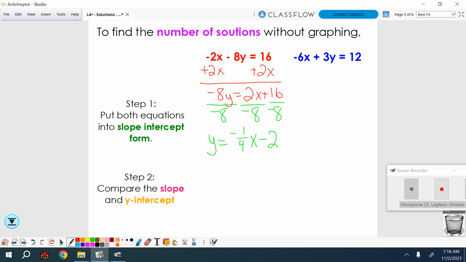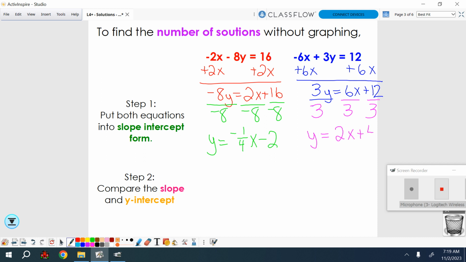We're going to do the same thing to the other equation. We're going to put it in slope-intercept form. So we're going to move the x, add 6x to both sides. We get 3y equals 6x plus 12. Divide both sides by 3. Divide everything by 3. And we're going to get y equals 2x plus 4.